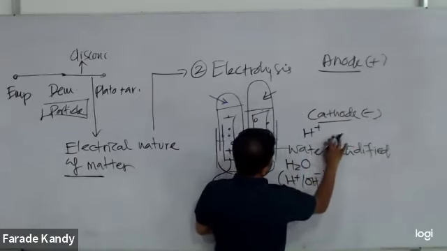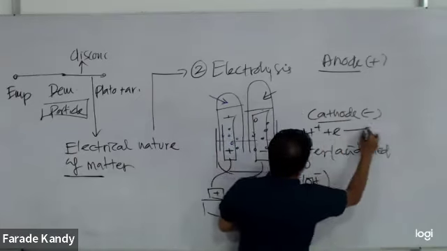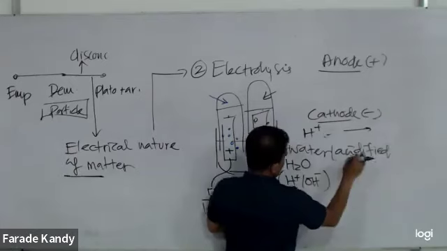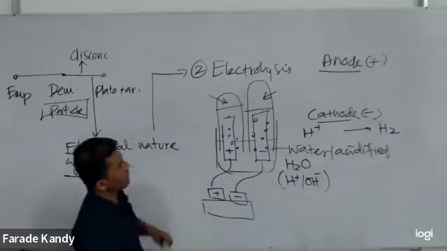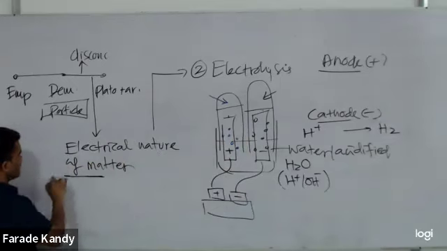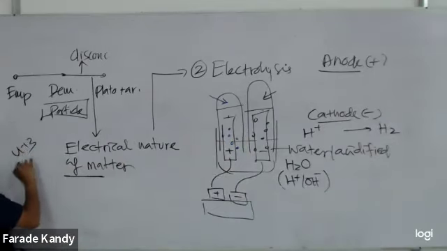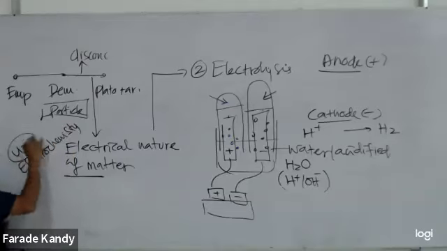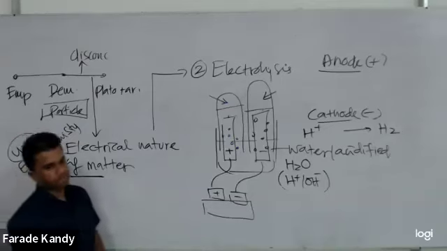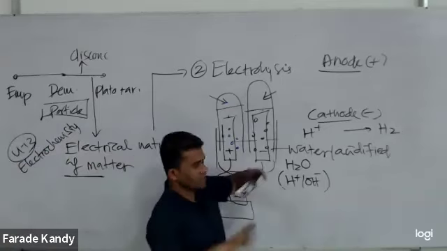Once positive H plus comes to the cathode, then again, if you don't understand this balancing and everything, it's completely okay. Why? This will be discussed again under electrochemistry. We have the physical chemistry part, electrochemistry. It's unit 30. Okay? Then we will discuss these things in detail there.